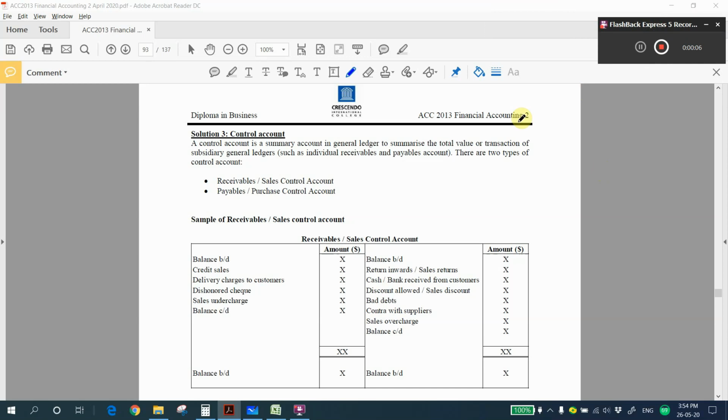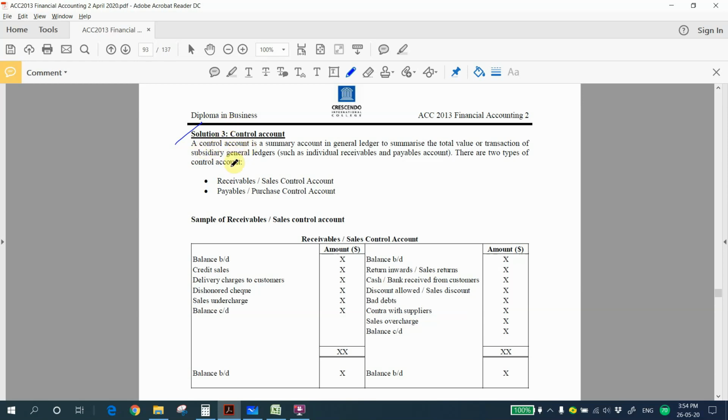So in the previous video we have discussed two solutions. First is using trading account, second is using margin and markup concept to identify the missing information. So here we learn the third solution, which is using control account to identify the missing information.